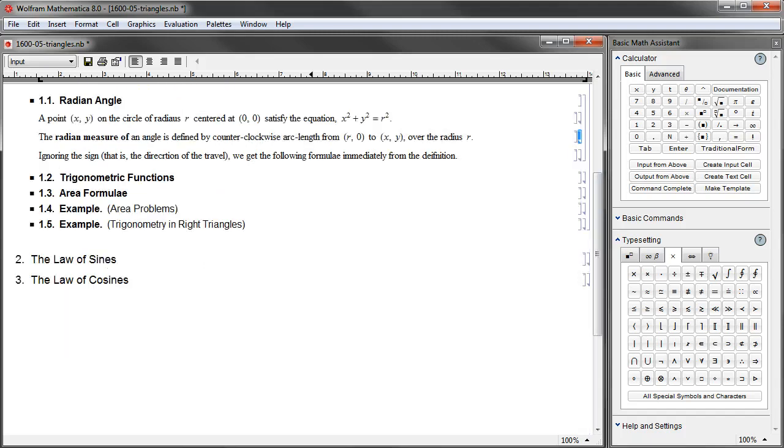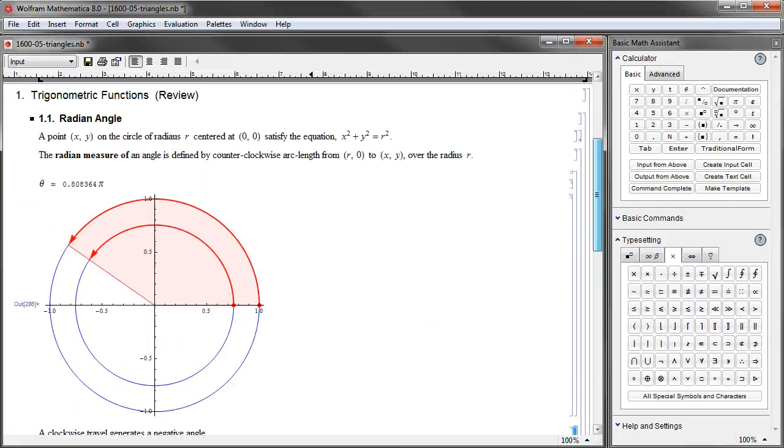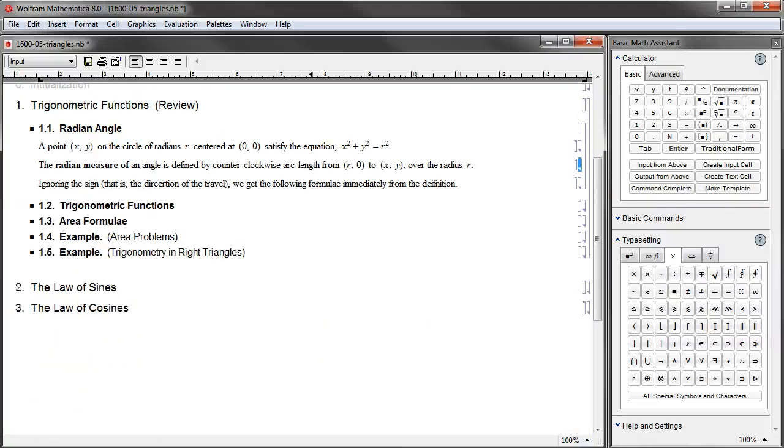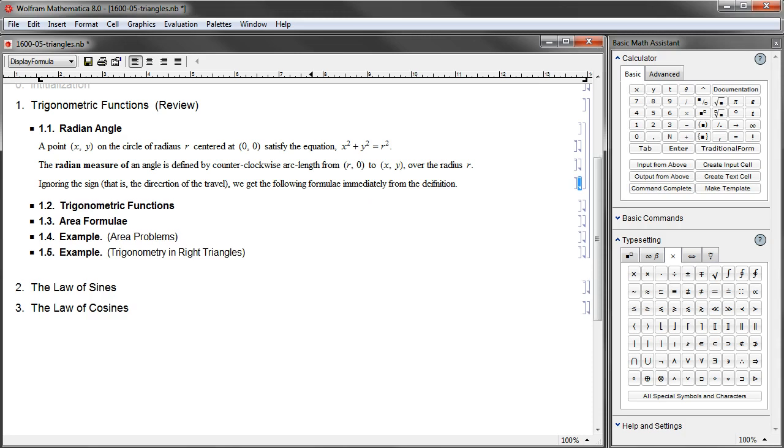Pretty much the same as the number line. If you move to the right, that's the positive direction, but if you move to the left, then that's negative. And ignoring the sign, of course, we get this. Theta, the radian measure of the angle, was defined by the counterclockwise arc length over the radius, to tell the truth, but if we throw away the direction, then we just have arc length over the radius, so arc length can be calculated as r times theta. Here's the arc length formula. Okay, that was an application in geometry.